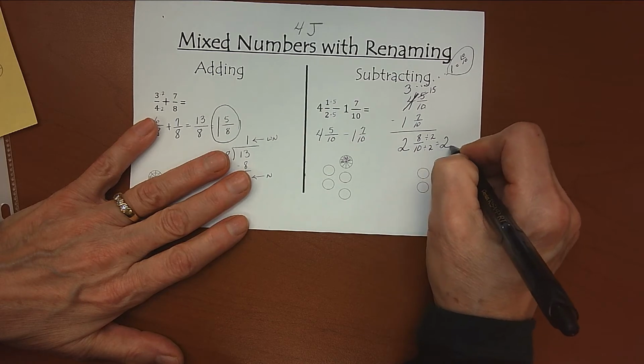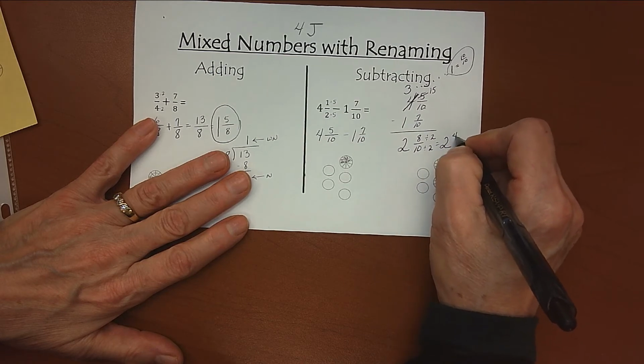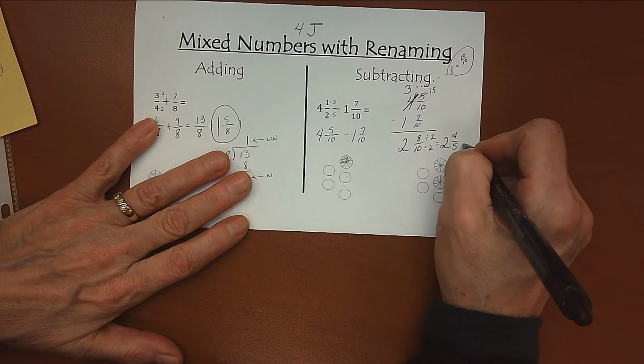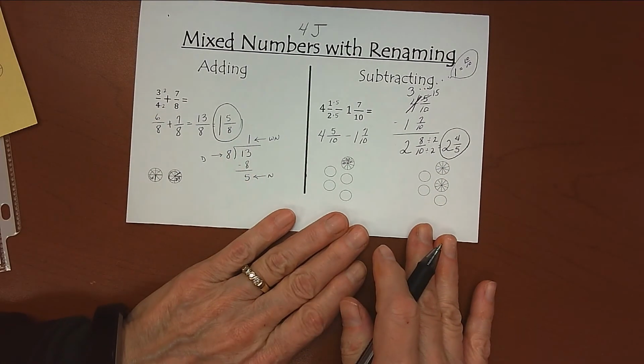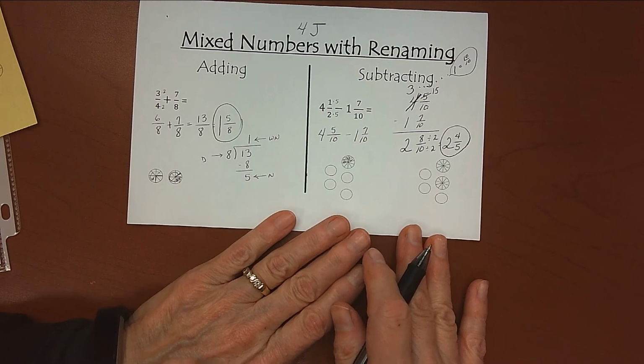And we get 2 and 4/5, and that's our final answer. So you can see in our models here the math that we did there.